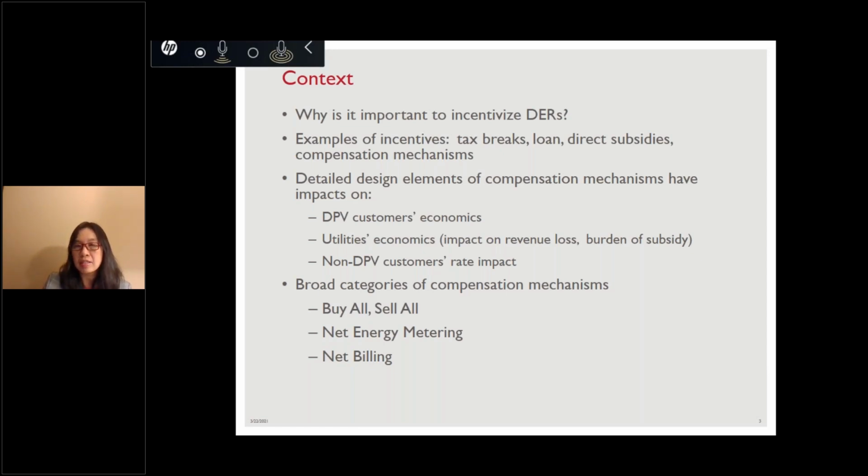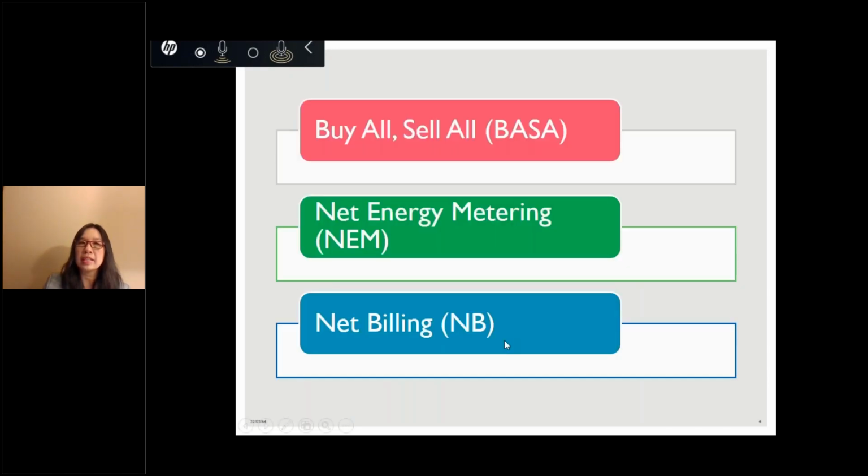So there are different kinds of incentives like tax breaks, loans, direct subsidies, but the focus in today's webinar will be compensation mechanisms. And compensation mechanisms are important because the design in details actually affects not only the economics of consumption of investment in distributed PV, but it also affects utility economics and the rate impact on other non-distributed PV owners. So there are 3 broad categories of compensation mechanisms for distributed PV: buy all, sell all, net energy metering, and net billing.